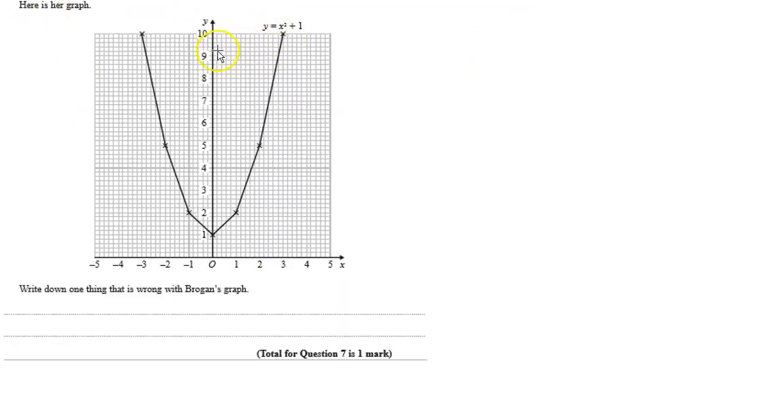Here's a graph of a quadratic equation, and this is the graph. Write down one thing that is wrong with Bogan's graph. The graph is of y is equal to x squared plus 1. Now there are so many things we find wrong here, but you have to write only one, so you can write any one of this.